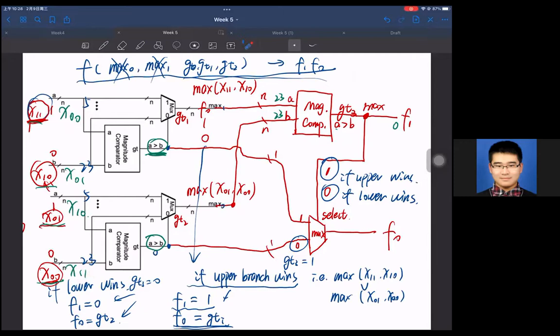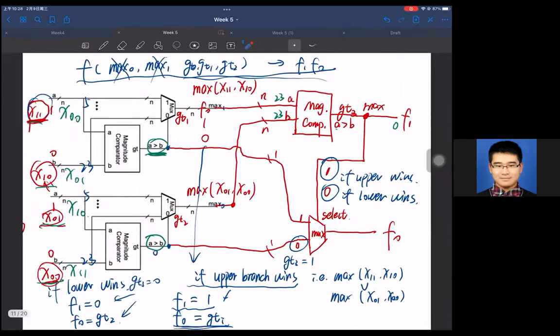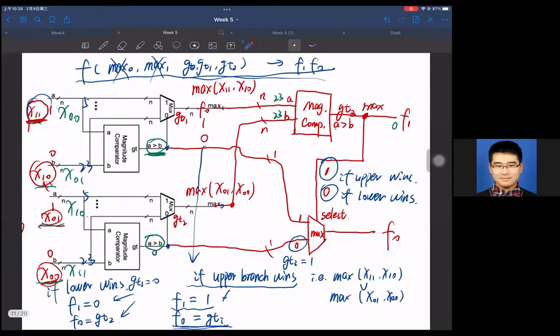Okay, and as a follow-up, we just analyzed the relationship: F1 is going to be a function of these, of course, this magnitude comparator.